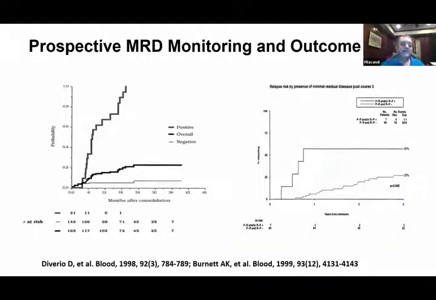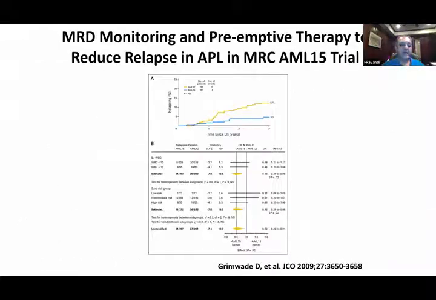Of course, APL is the gold standard disease where detecting residual disease has been important in terms of prognostication. This is particularly in the era before the introduction of arsenic trioxide. These data are really from the era of ATRA plus chemotherapy. I know in Iran you use arsenic trioxide, but with ATRA and chemotherapy, it was clear that if you had residual disease, you were much, much more likely to relapse. And this was obviously done by PCR for PML-RAR alpha.